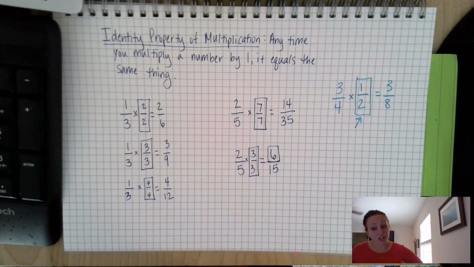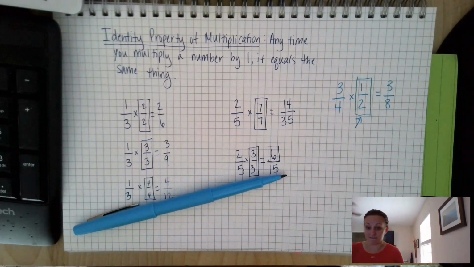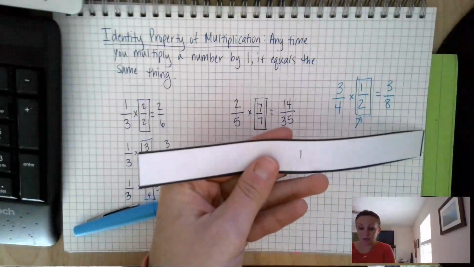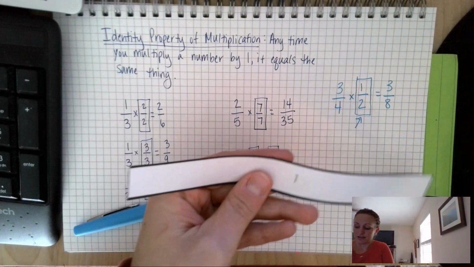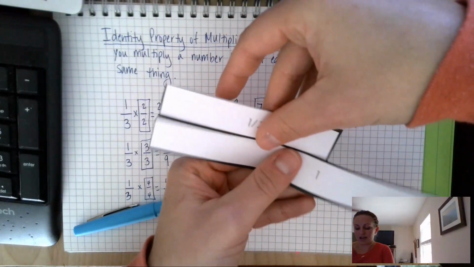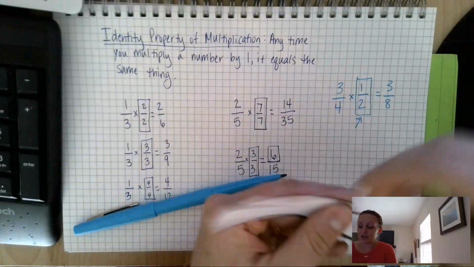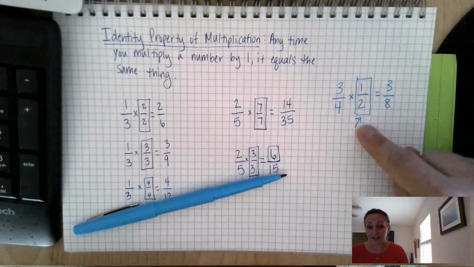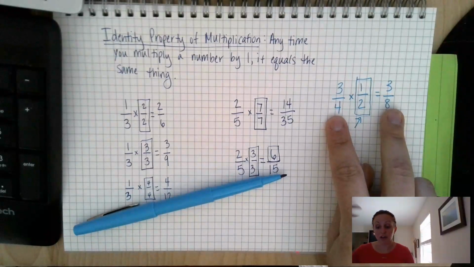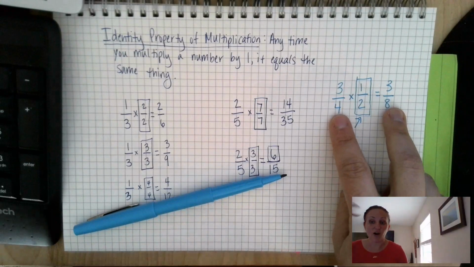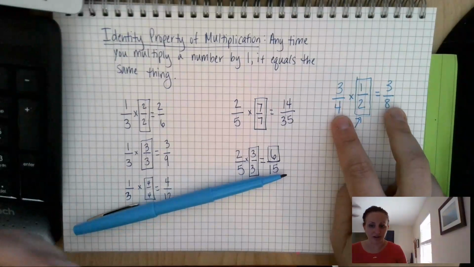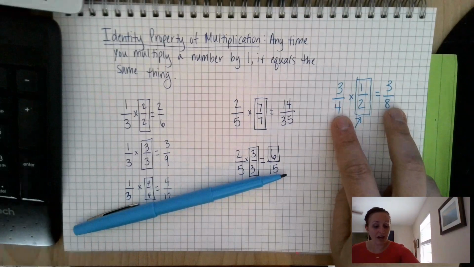Is that fraction equal to 1? It's not. My numerator and denominator are not the same. 1 whole and 1/2 are not the same amount. So this is not an equivalent fraction. 3/4 and 3/8 are not equivalent to one another. They're not the same. I could even test it out.